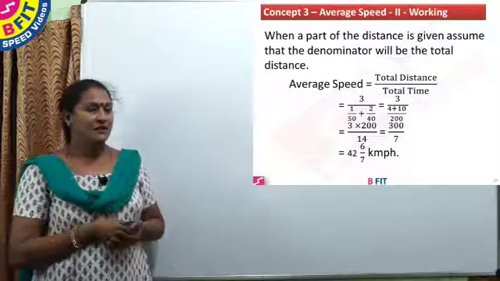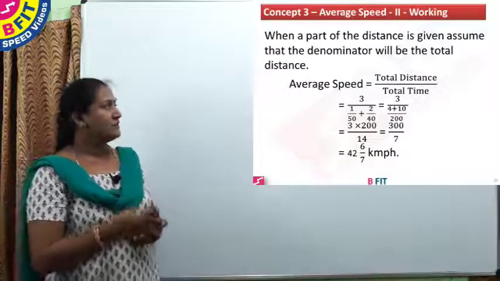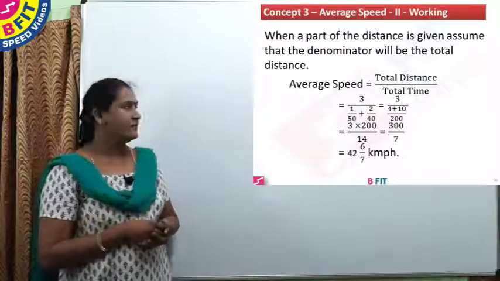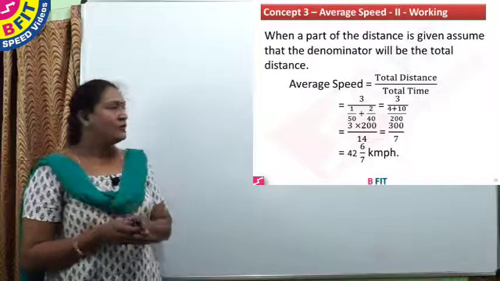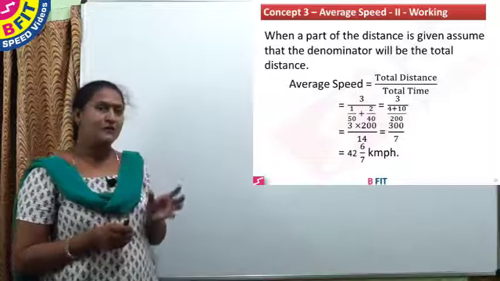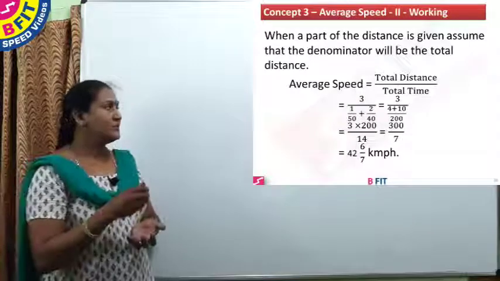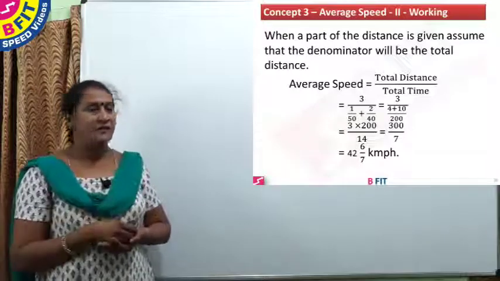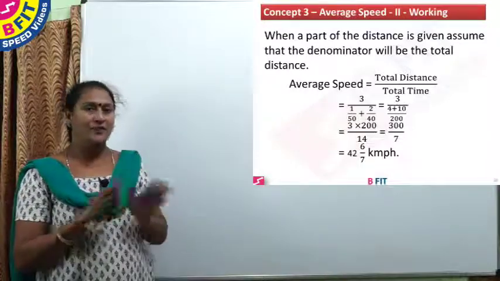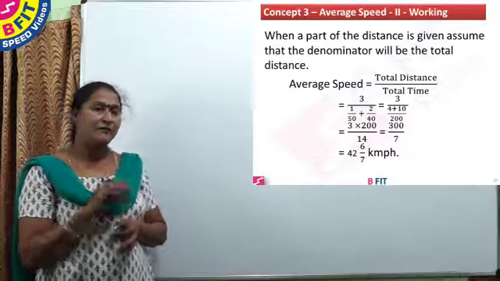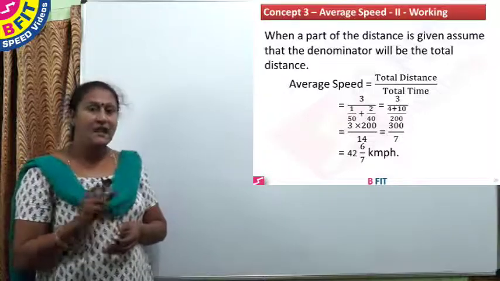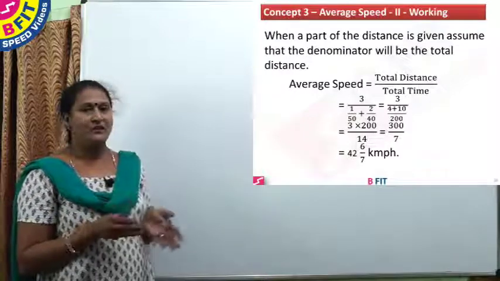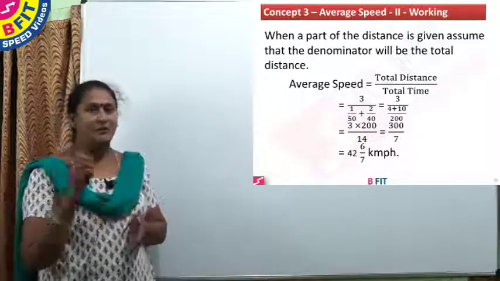So here the working is, when part of the distance is given, assume that the denominator will be the total distance. Here it is given as 1/3, so we assume that total distance is 3 kilometers. In some questions they will give 1/3 of the distance, 4/5 of the distance. When you have more than one fraction with different denominators, find the LCM as the total distance and proceed. In this question you have only one fraction.